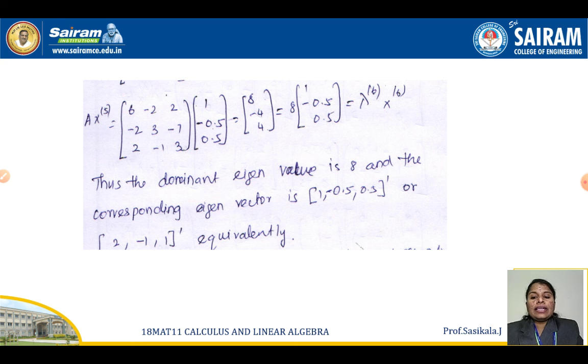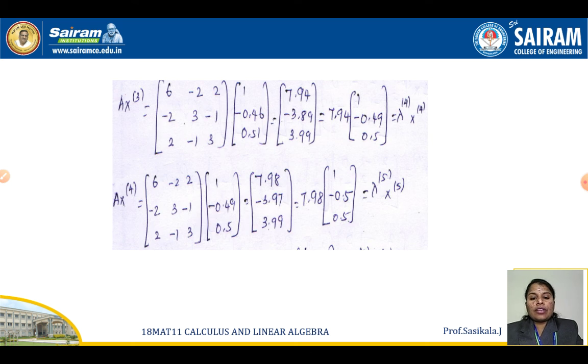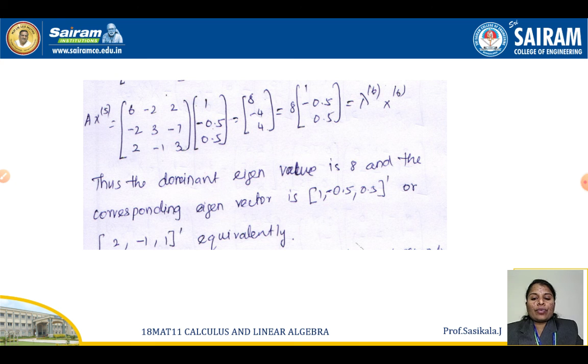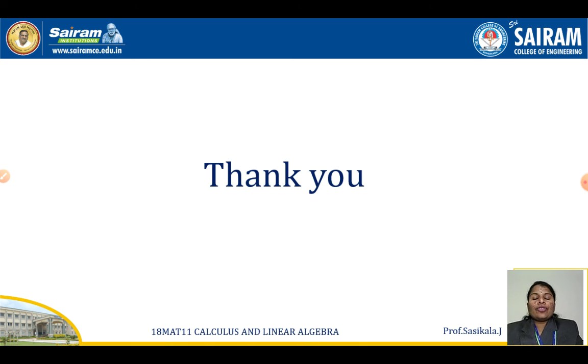So we can say the dominant eigenvalue is 8, and the corresponding eigenvector, which is x of 6, is nothing but [1, -0.5, 0.5] transpose. Okay. Or you can make it full digit numbers, so what is that? [2, -1, 1] equivalently. Okay. So this is how to find the largest eigenvalues; we are going to use the Rayleigh's power method. Okay. That's all. Thank you.